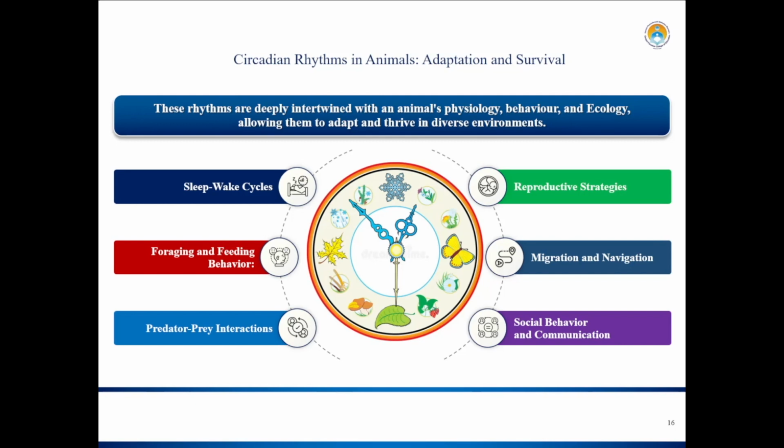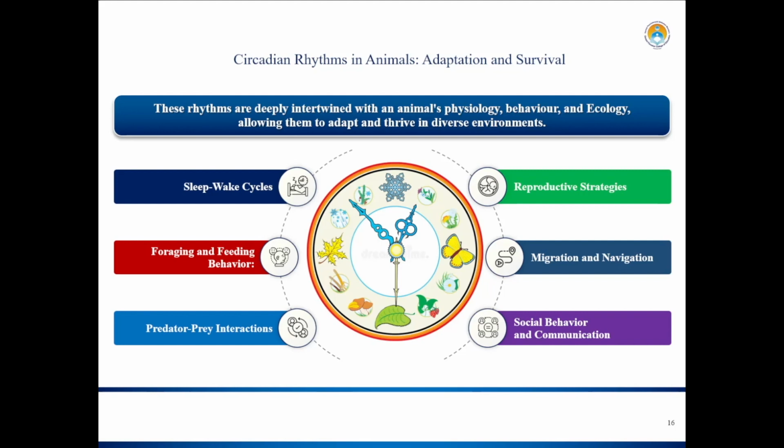Migration and navigation: circadian rhythms are essential for animals that engage in long-distance migration. These rhythms help animals maintain a sense of time and direction, allowing them to navigate across vast distances. Many migratory species depend on cues such as the position of the sun, stars, and earth's magnetic field, and adjust their internal clock so that they successfully reach the destination.